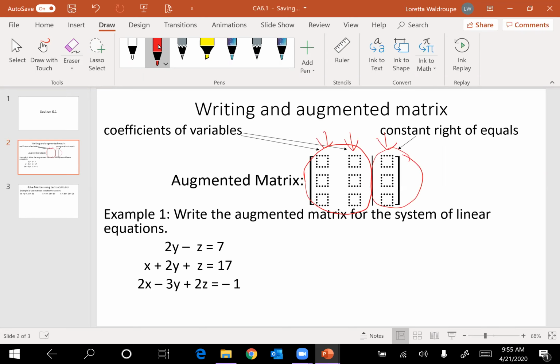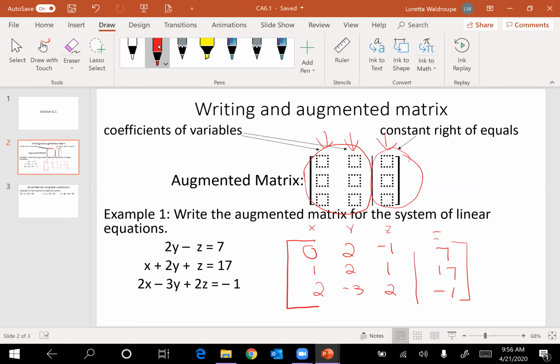So when I'm writing this augmented matrix, think of it as you're going to have a column for your x's, a column for your y's, a column for your z's, and then a column for what each equation equals. I don't have an x, so 0, 2, -1, 7. 1, 2, 1 equals 17. 2, -3, 2 equals -1. That's how you write your augmented matrix.